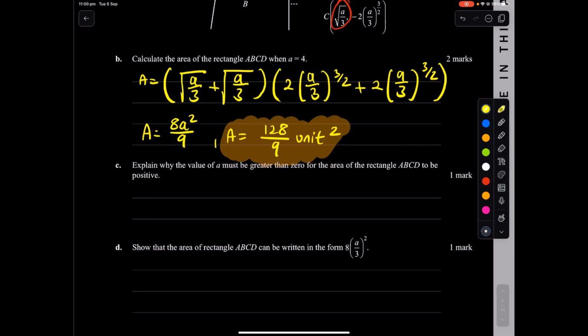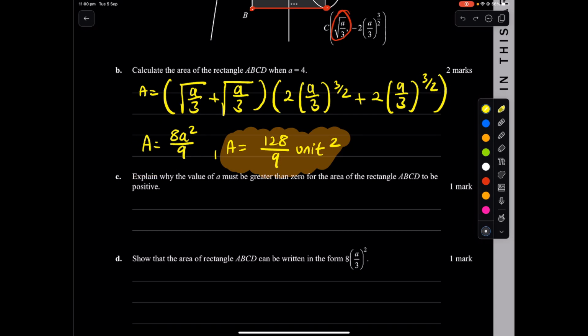Explain why the value of a must be greater than 0 for the area of the rectangle to be positive. So, okay, we have this over here that can help us. Remember, if we draw a nice parabola here, and let's say this was area, and this is our value of a. It's a parabola that passes through 0. Our a values can be anything, from negative infinity to infinity, pretty much. But you must remember that we only take the positive part here, and we ignore the negative a's.